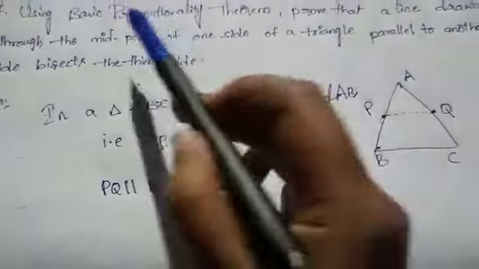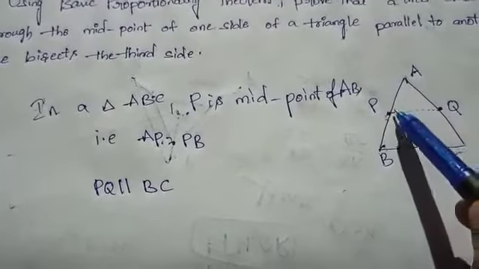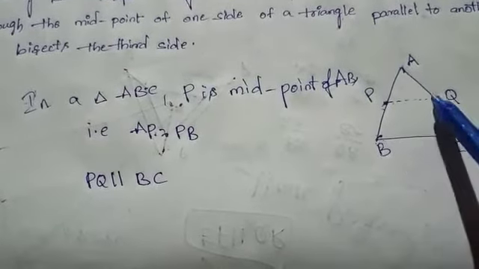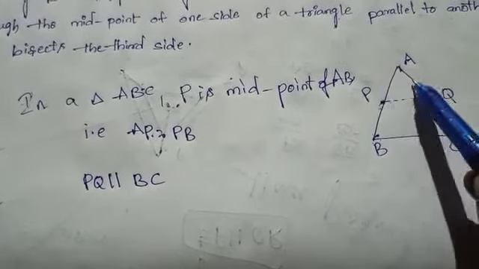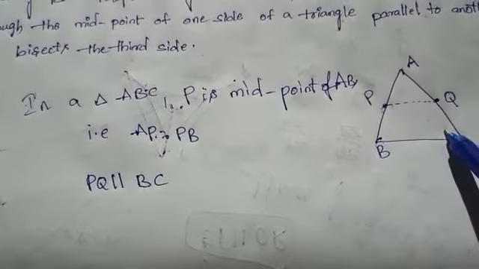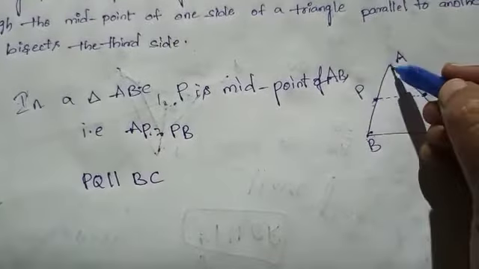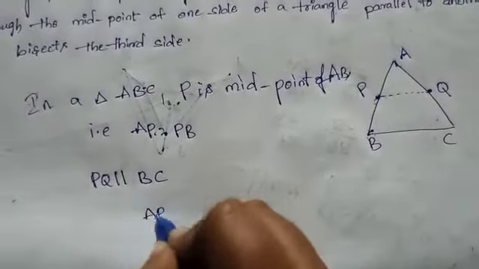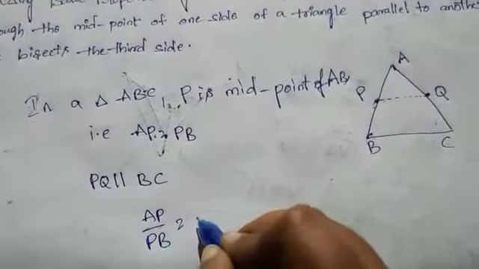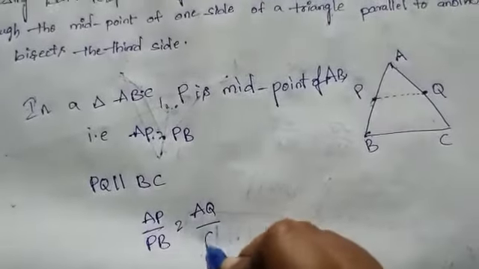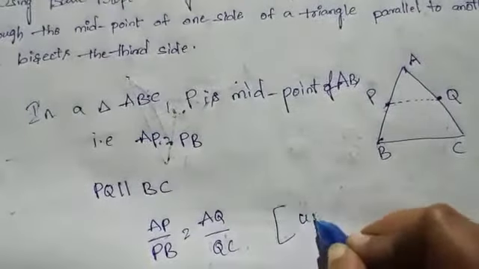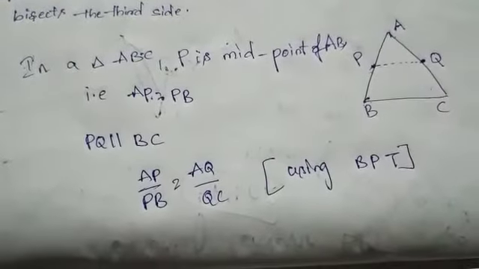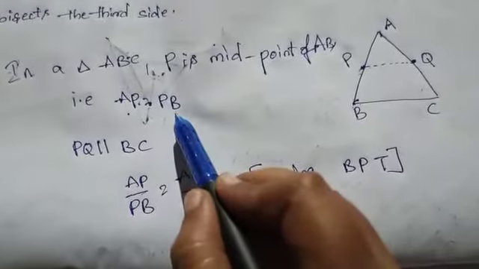So here using basic proportionality theorem, if one line is drawn parallel to one side of the triangle, that line divides the other two sides in equal ratio. Okay, it means AP by PB equal to AQ by QC, using basic proportionality theorem. Okay, we know AP equal to PB.